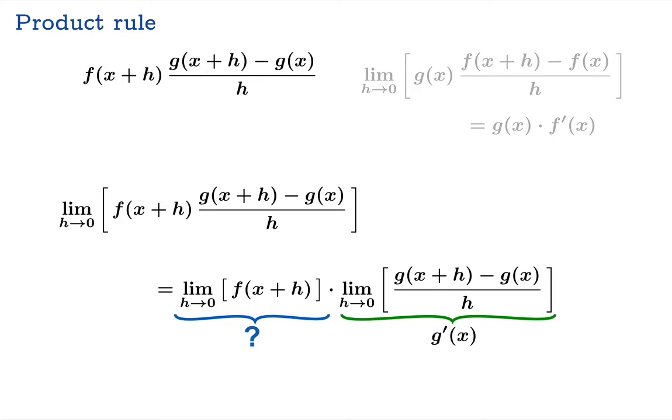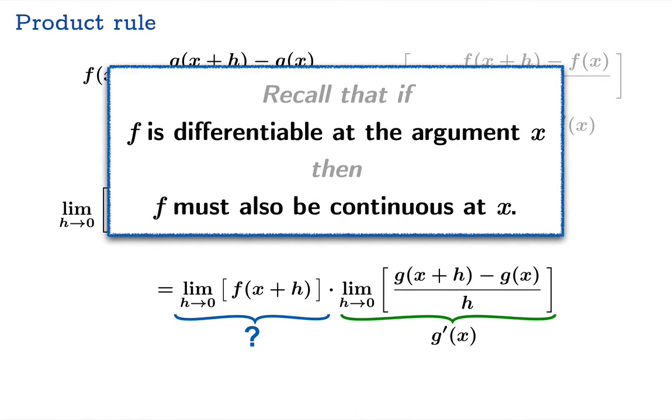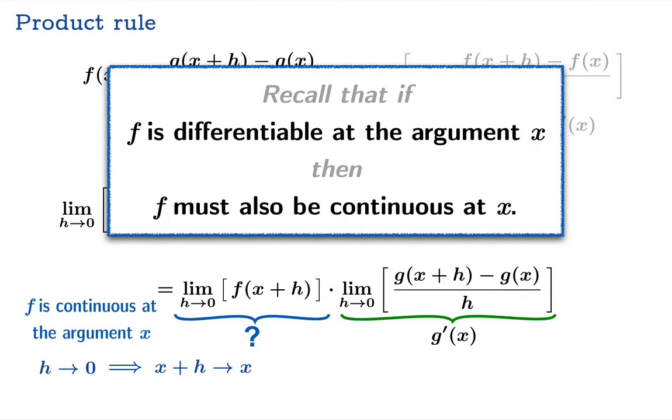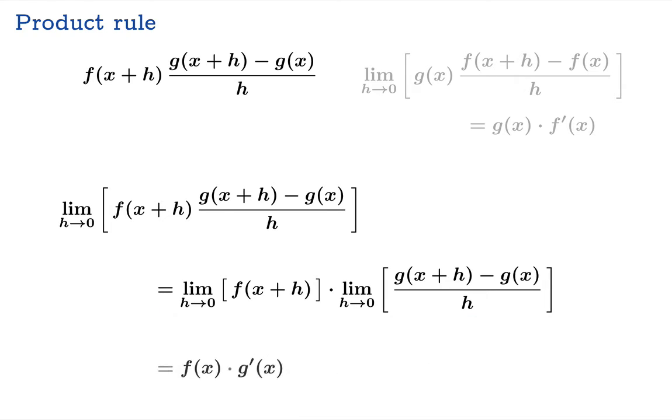Now here we're running into a tiny little subtlety, and we want to recall that if f is differentiable at the argument x, then f must also be continuous at x. Now, what does this mean? The consequence is as h goes to 0, certainly x plus h approaches x, and since f is continuous at x, it means that f of x plus h has a limiting value of f of x as h goes to 0. And so that limit is just f of x. So here, this other expression has limiting value f of x times g prime of x.